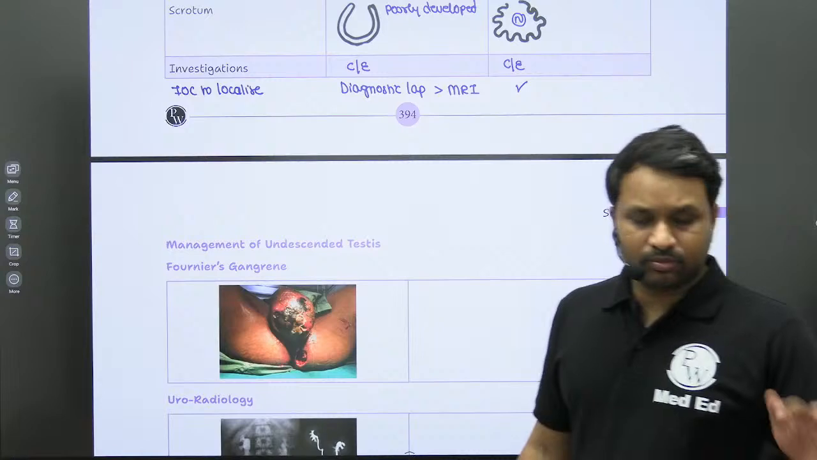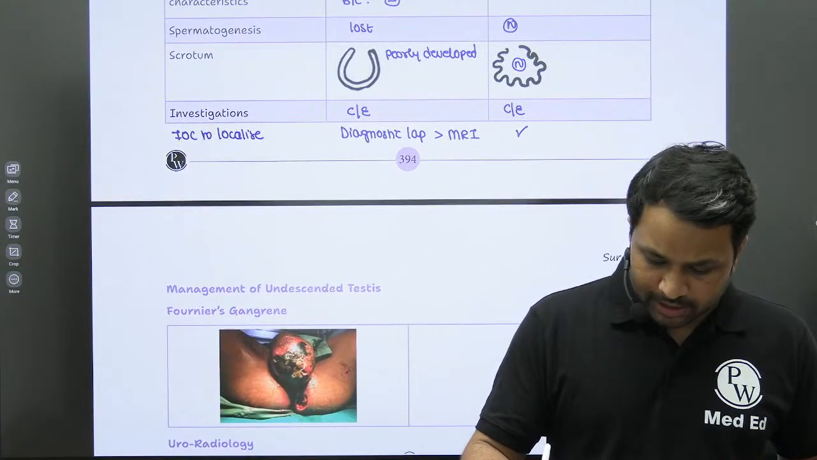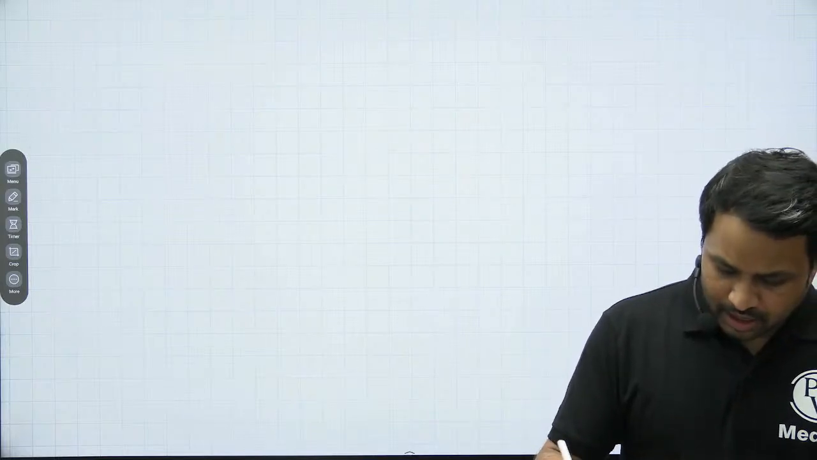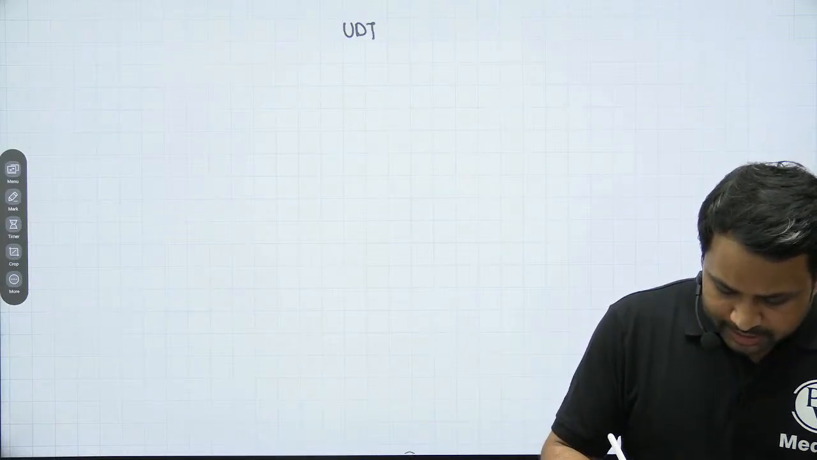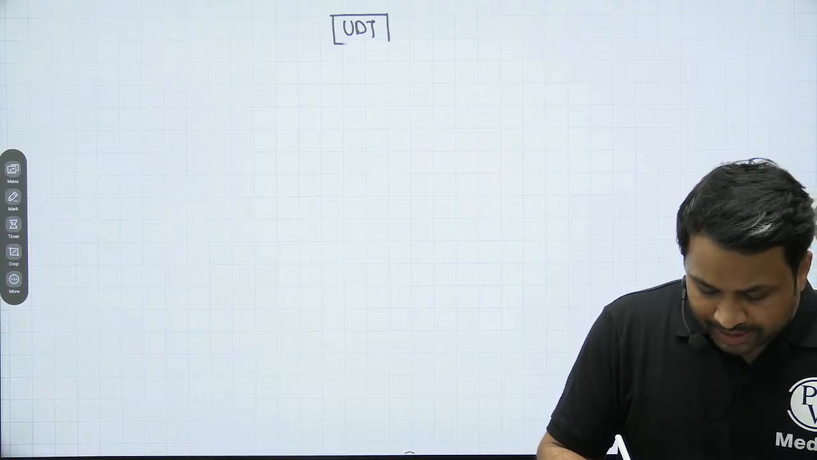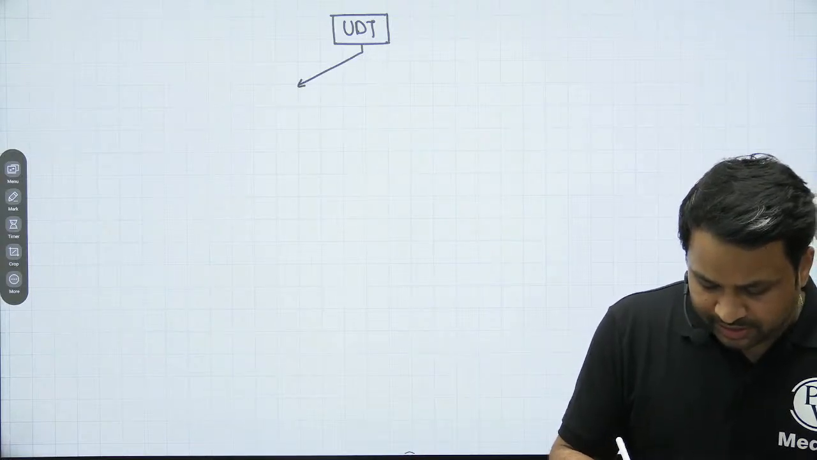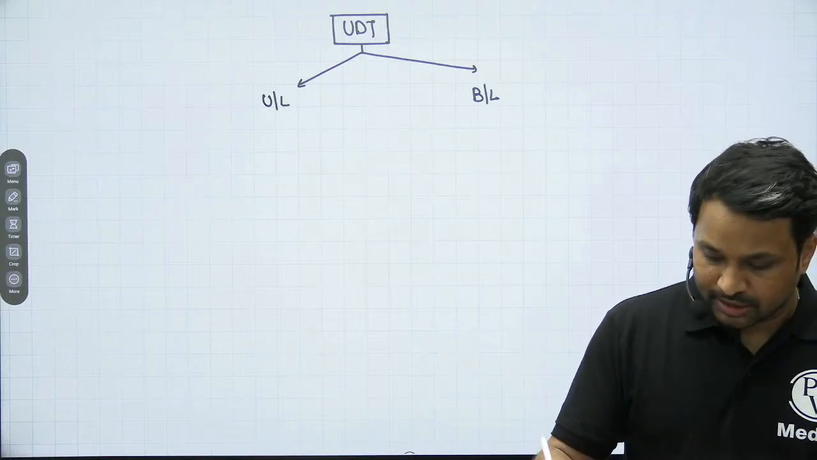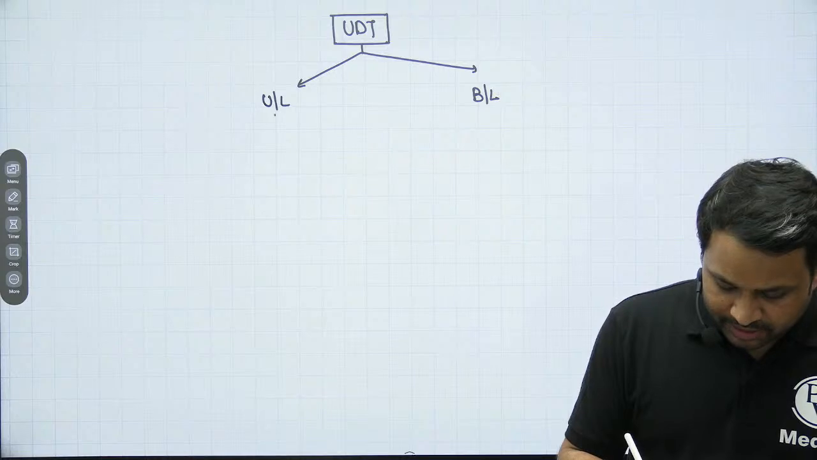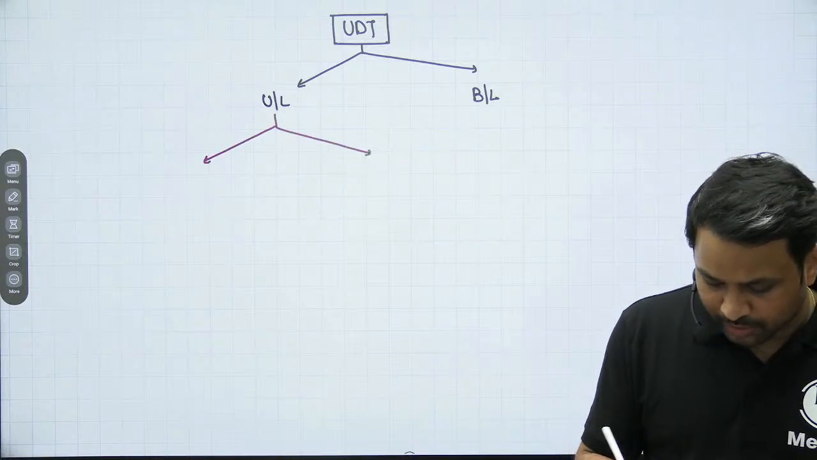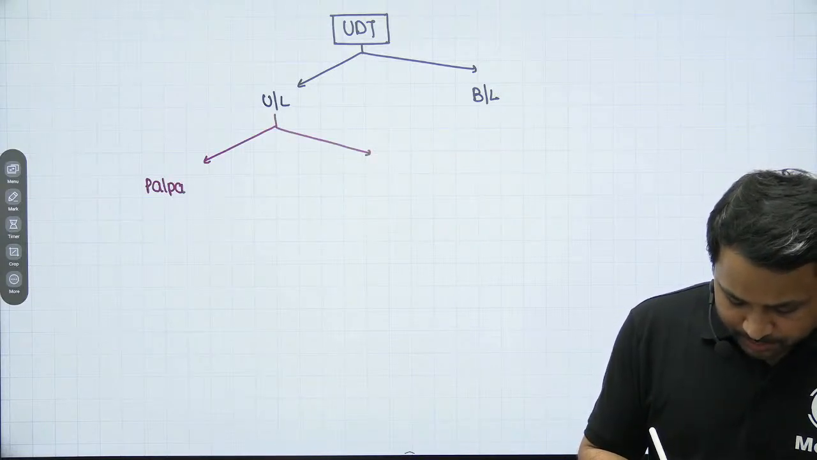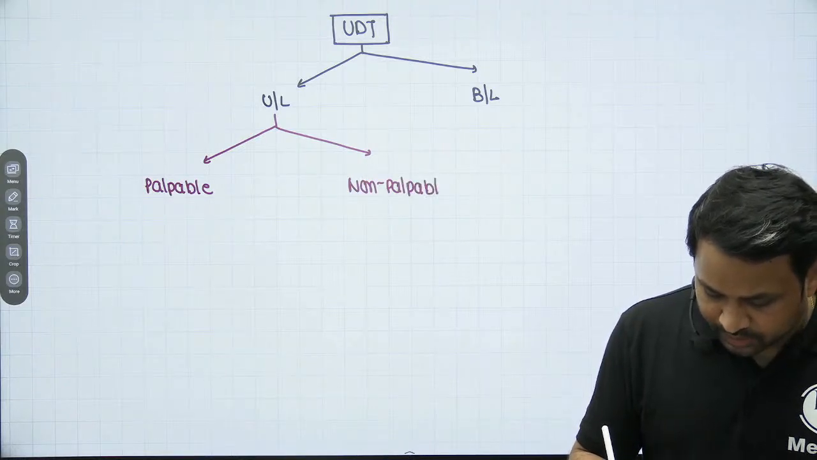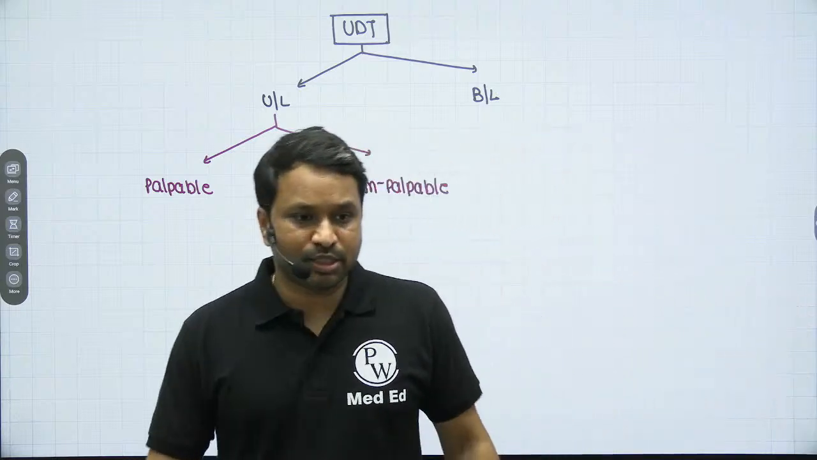Now let's take a protocol. How do you manage? Ectopic testes I'm not much worried about, so for undescended testes, what is the protocol for management? If it is bilateral, we call it cryptorchidism. We'll see whether it is a unilateral or a bilateral undescended testes. For unilateral undescended testes, we'll see whether it is palpable or non-palpable.